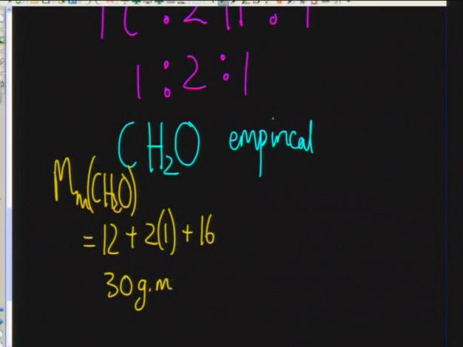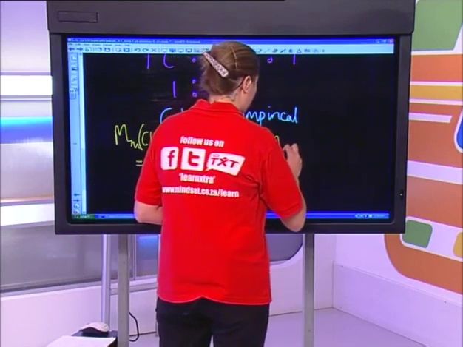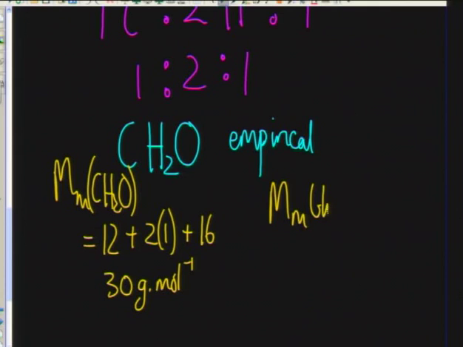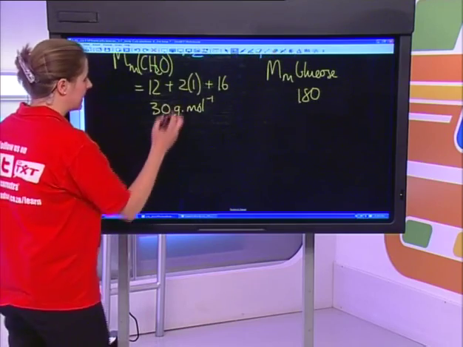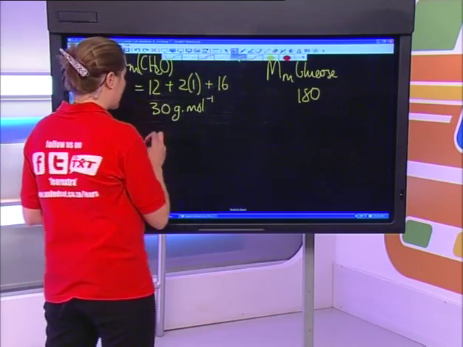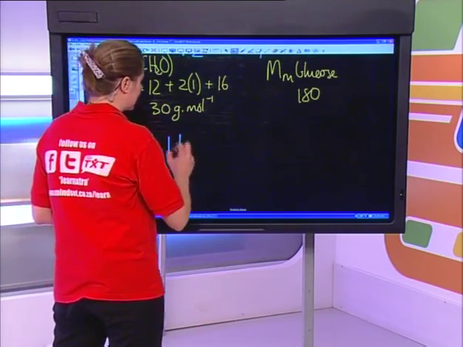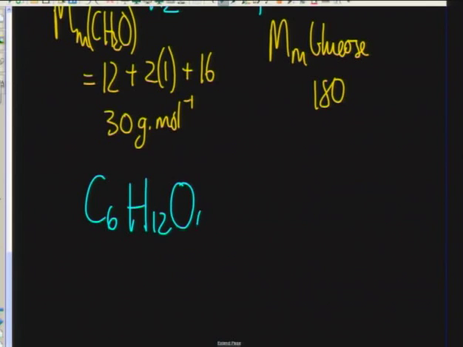So therefore, if I know that the molar mass of glucose was actually 180, how many times does 30 go into 180? It goes in 6 times. So my final answer here must be that I multiply by 6. So C6H12O6. And that's the final molecular formula.